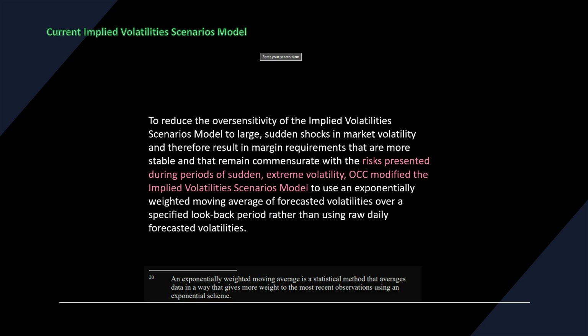Now, to reduce the oversensitivity of the implied volatility scenarios model to large sudden shocks in market volatility and therefore result in margin requirements that are more stable and that remain commensurate with the risk presented during periods of sudden, extreme volatility, OCC modified the implied volatility scenario model to use an exponentially weighted moving average of forecasted volatilities over a specified look-back period rather than using raw daily forecasted volatilities. Now, an exponentially weighted moving average is a statistical method that averages data in a way that gives more weight to the most recent observations using an exponential scheme.